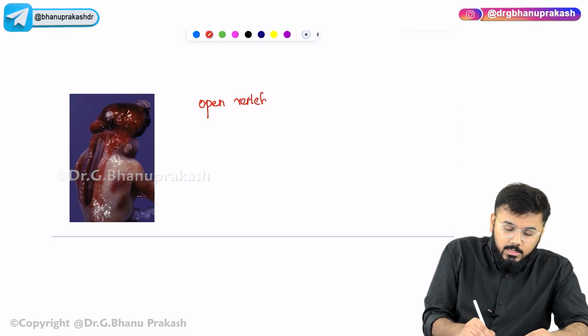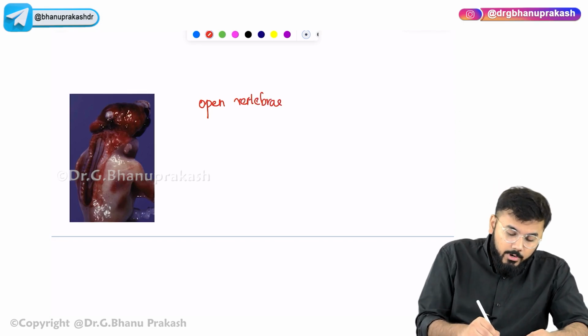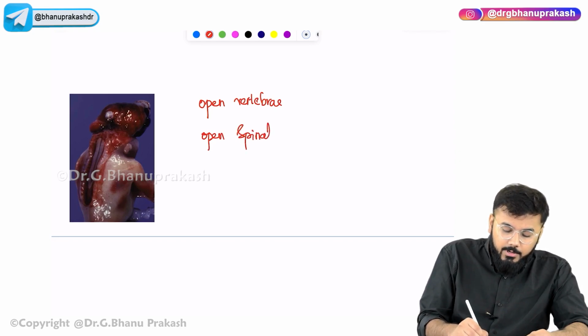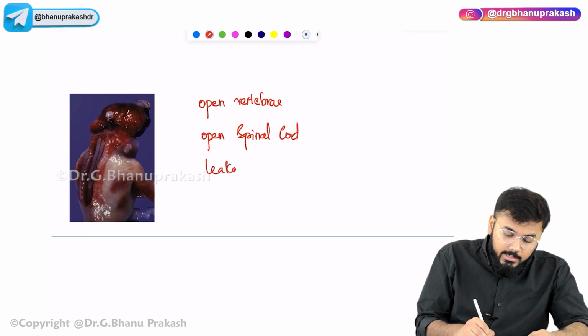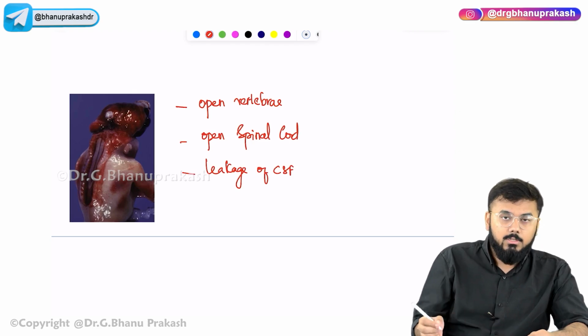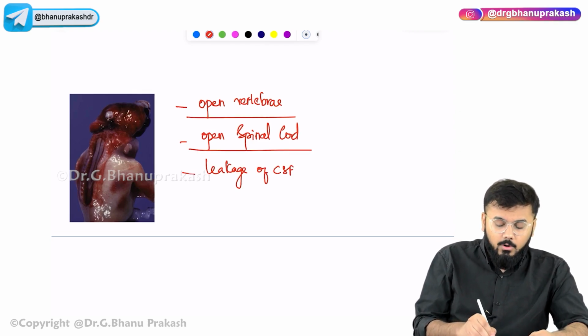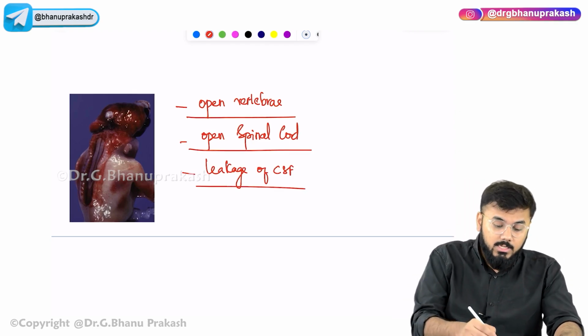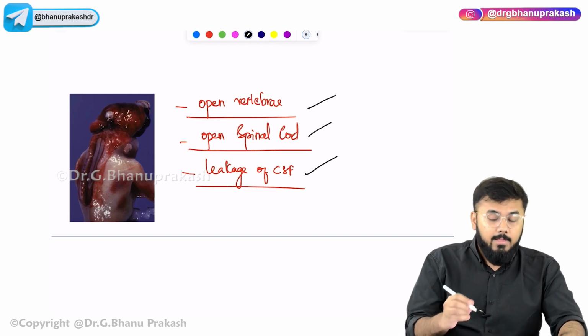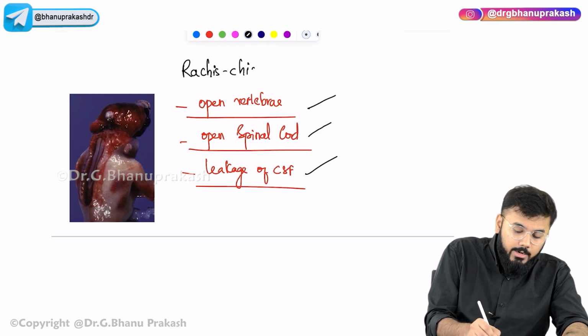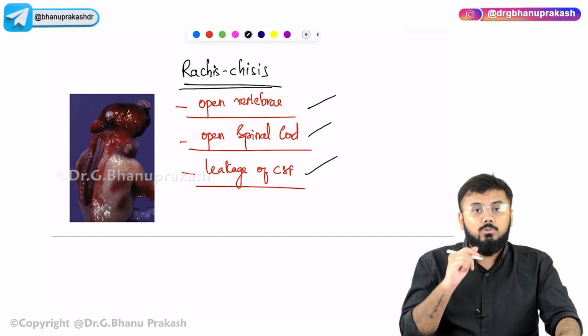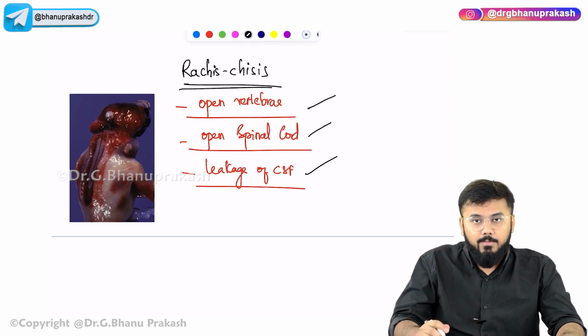Second important thing, you would see open spinal cord, not only open vertebra, you will also see open spinal cord, and also you would see leakage of CSF. Three important things: open vertebra, open spinal cord, and leakage of CSF. If you see these three important things, that is nothing but your rachischisis. Very, very important. This was previously asked also. This is rachischisis. Okay.